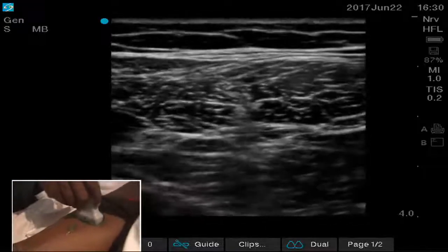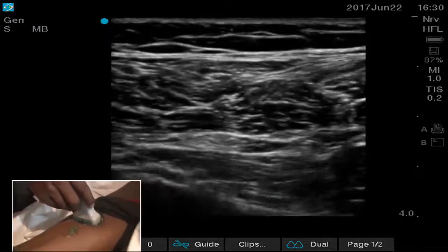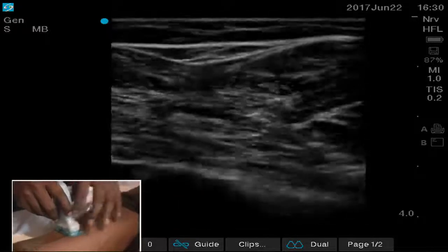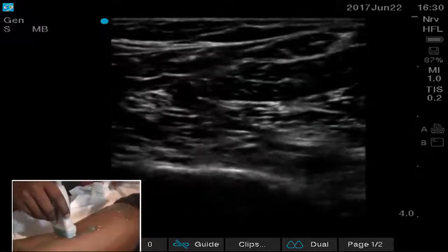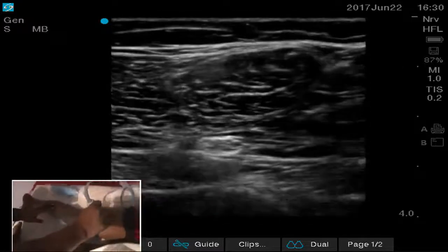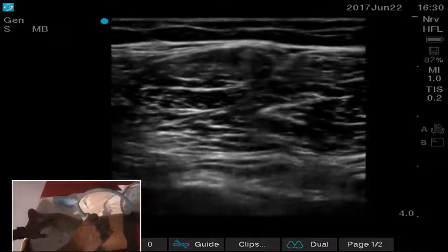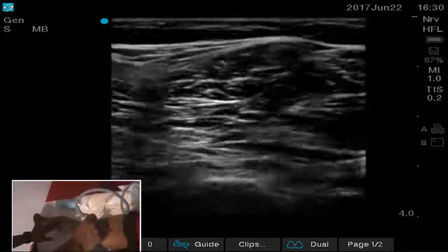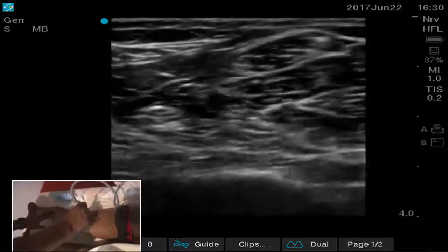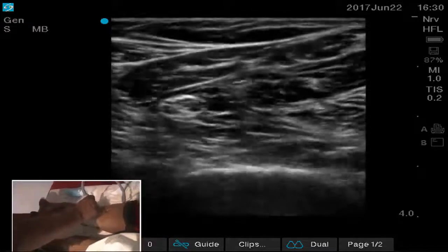Now starting from the subgluteal region, I will scan all the way down. You can see the target structure in the middle, and then I am going down. So the sciatic nerve is in the center of the screen, and I am just scanning it all the way down to see where it is getting bifurcated. Now still it is in the center. Now you can see that it is slowly dividing into two.